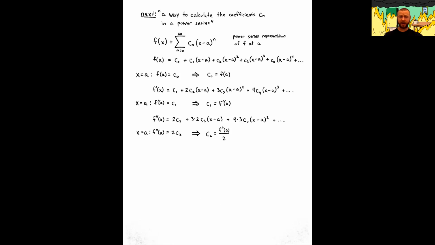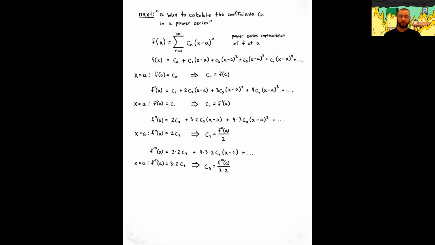Let's go through this one more time. We'll take the power series representation for f double prime, differentiate that one more time. If you do that, you'll have a way to solve for c sub 3. Notice I'm keeping the factors of 3 and 2 and 4 and 3. I'm not multiplying them together. There's a reason for that.